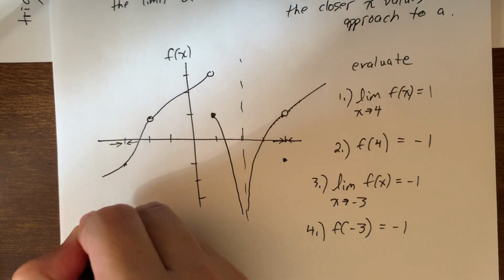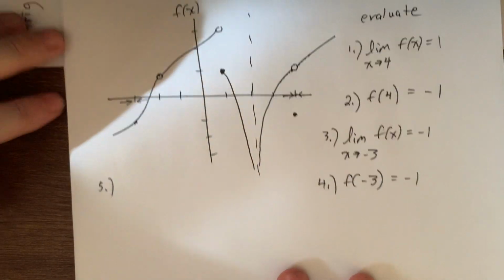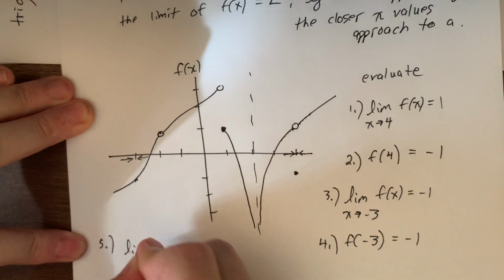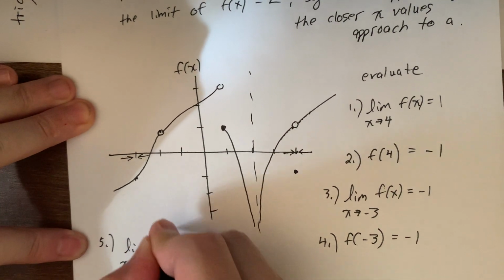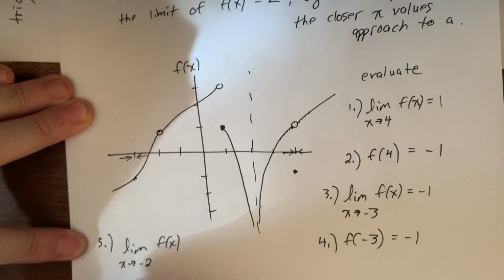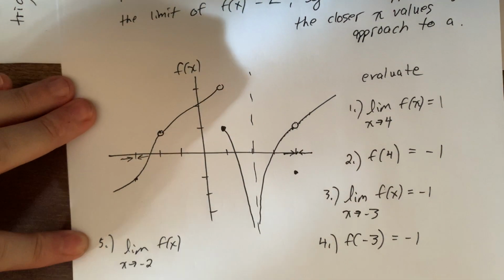Number 5, I'll come over here, give myself some room. So number 5, we're going to take a look at the limit as x approaches -2. And number 6, f of -2.